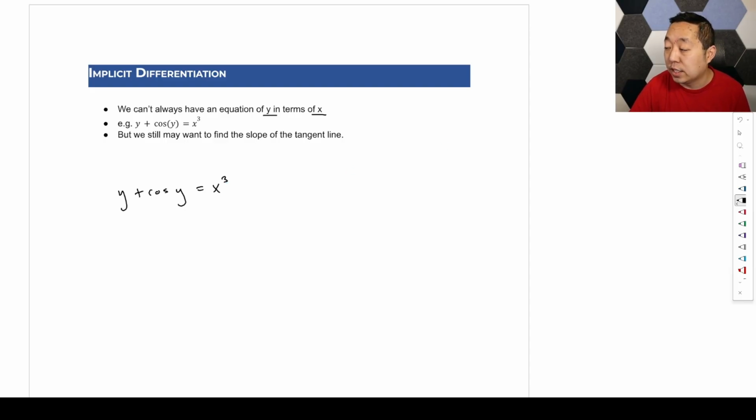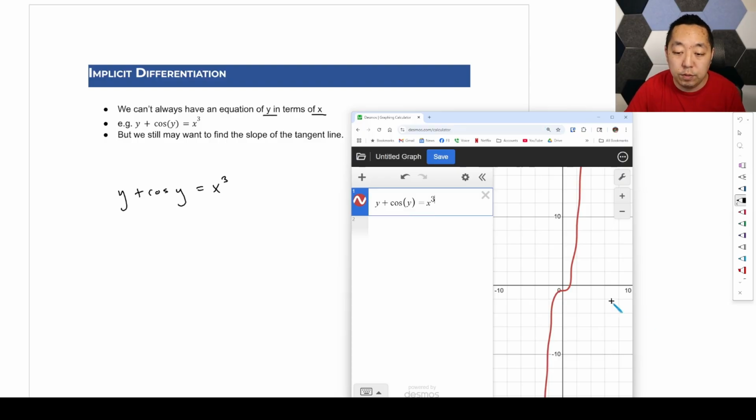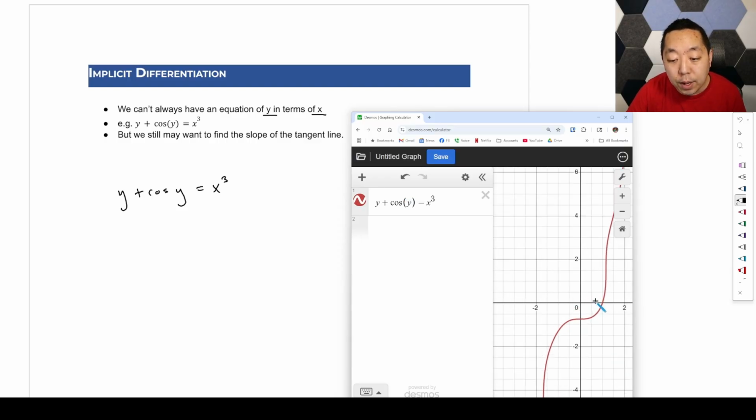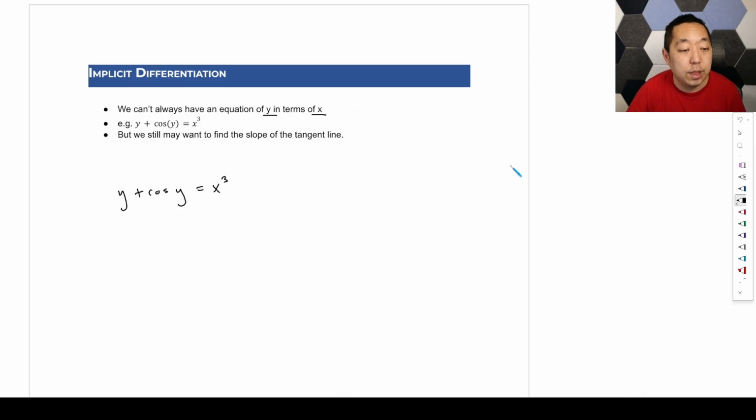it's not necessarily a function, but you can use Desmos as an example to sketch out what this kind of equation would look like. You can't solve for y, but you can see what kind of graph you're going to get here. It's going to have this weird graph, and it might be impossible analytically for you to solve for y, but I might still want to know the slope of the tangent lines at different points, right? And so how can we go about doing that?